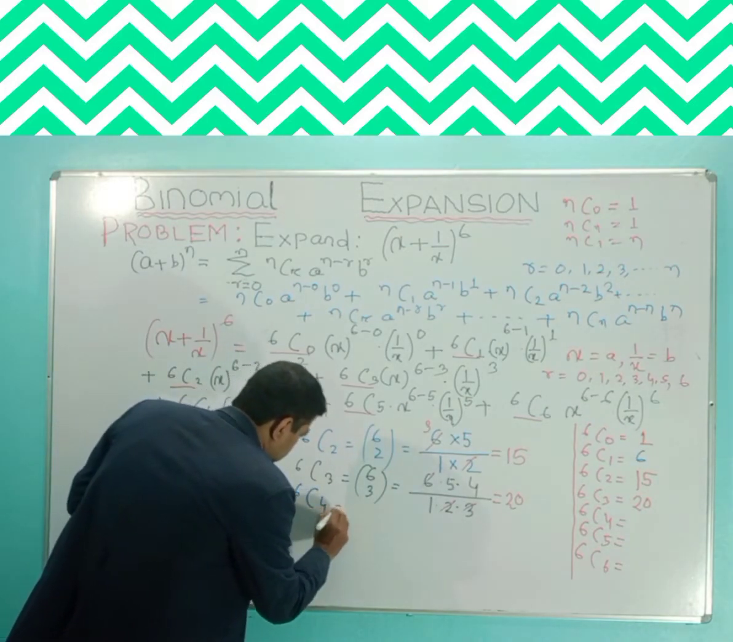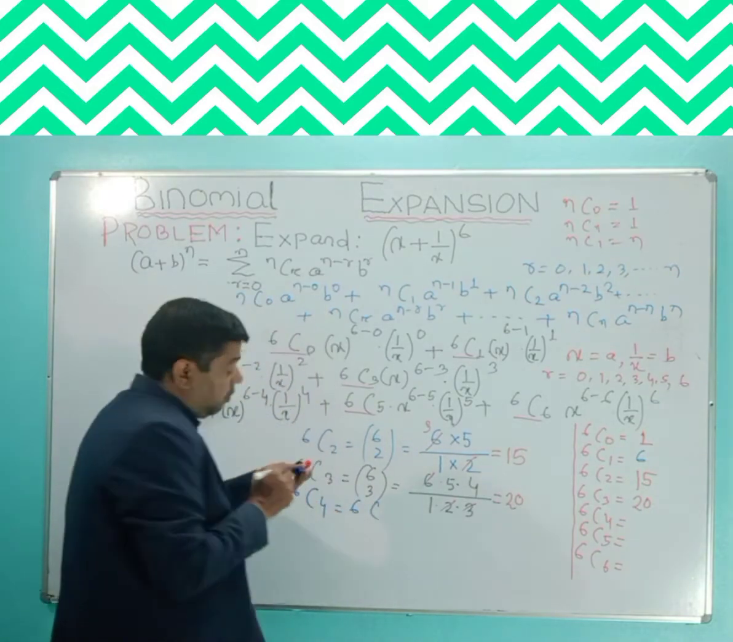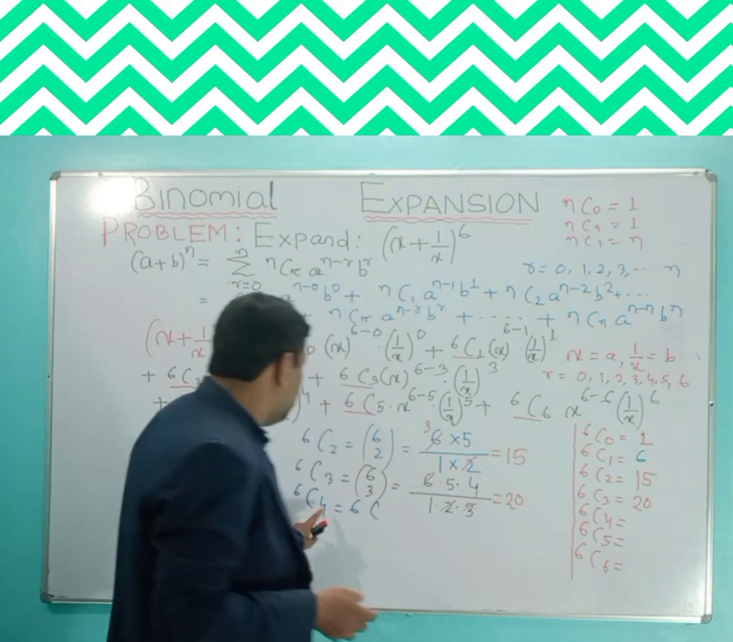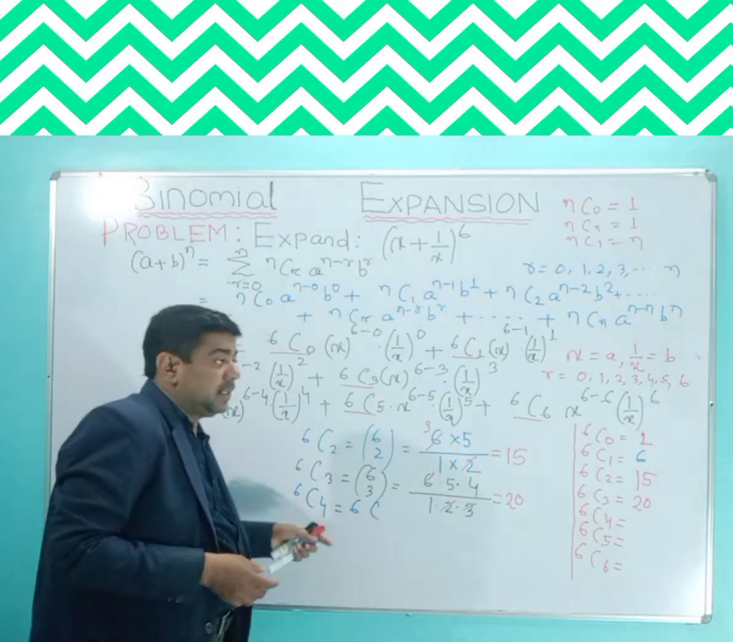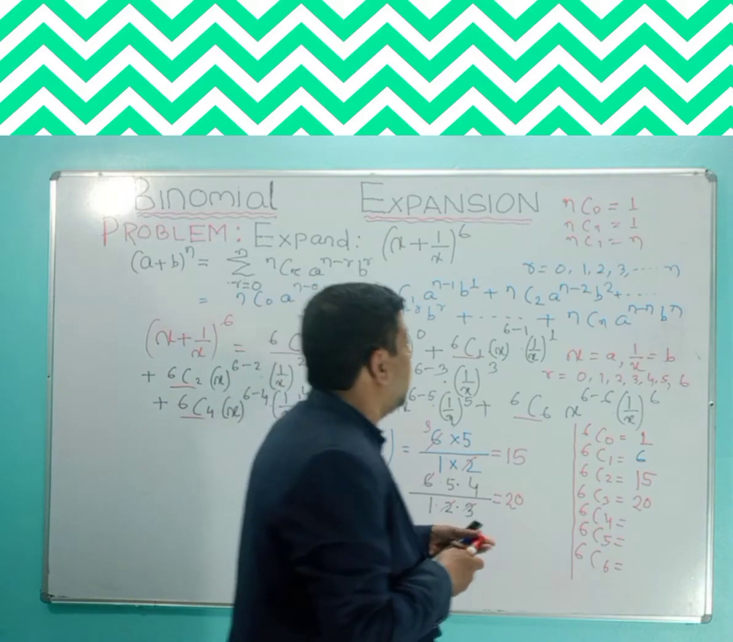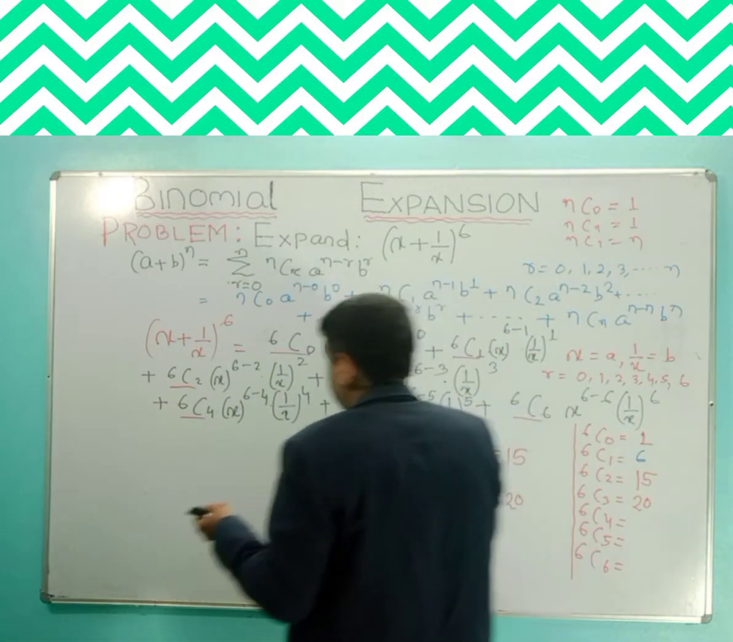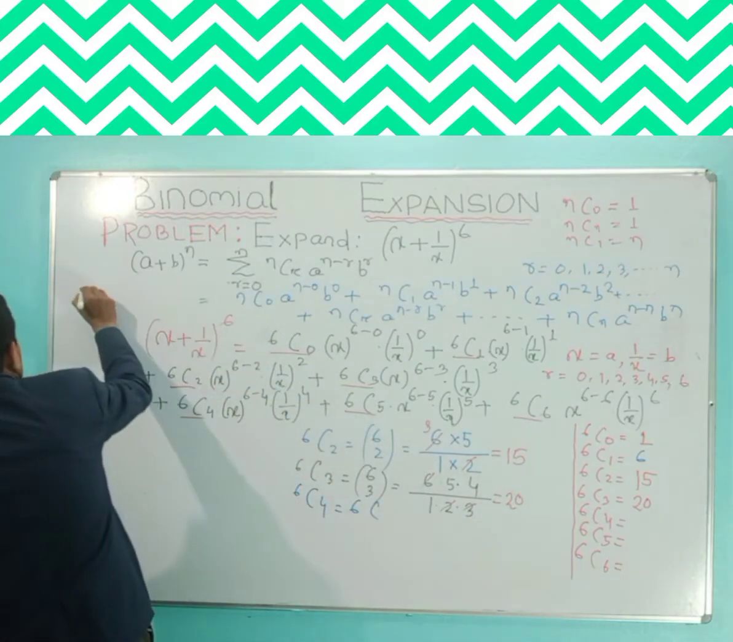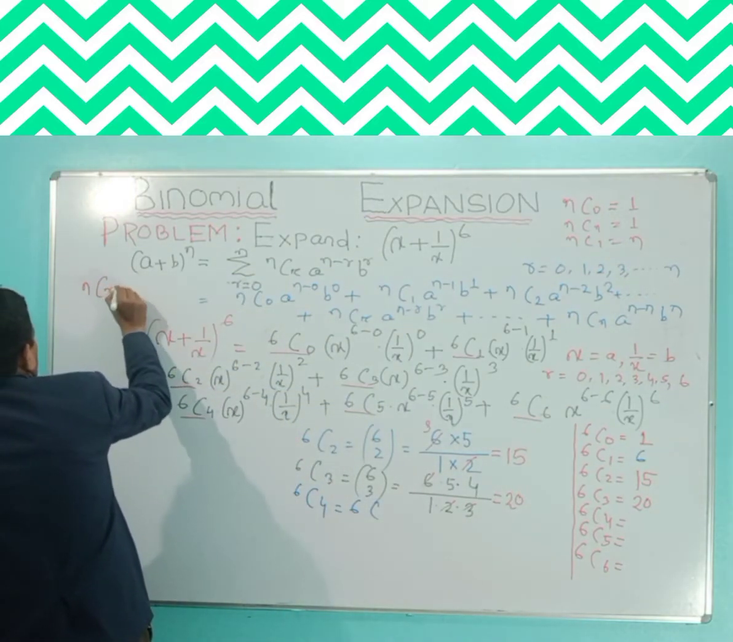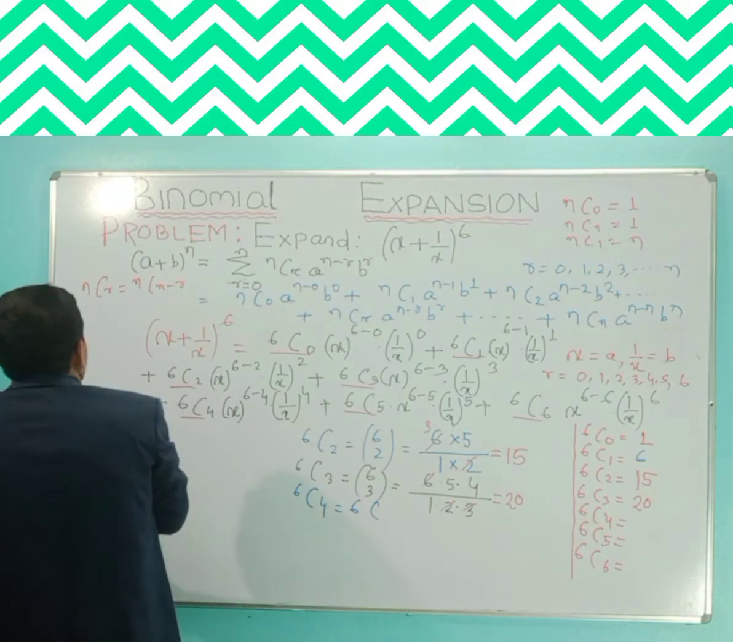The next value is 6c4. What does 6c4 mean? When the r value increases, we can use another formula, and I am reminding you of that formula. What is that formula? ncr is equal to nc(n minus r). All of you know this formula?